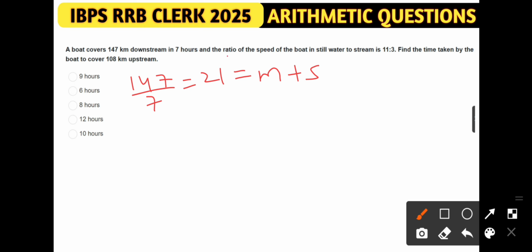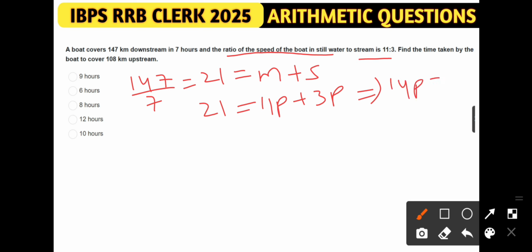And the question gives that the ratio of the speed of the boat in still water to the stream is 11:3. So this is 11 parts and this is 3 parts. Total is 14 parts. 14 parts value will be 21, which means 14 parts, 7 2s are 14 and 7 3s are 21. So 1 part value will be 3 by 2.